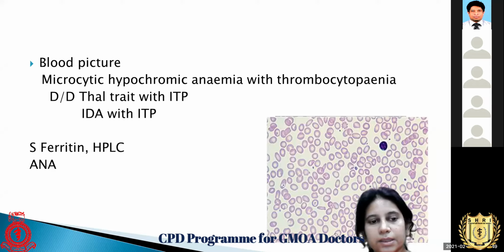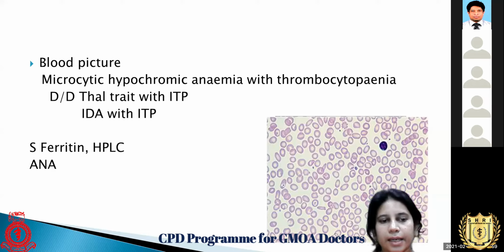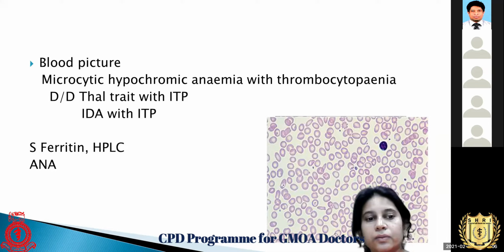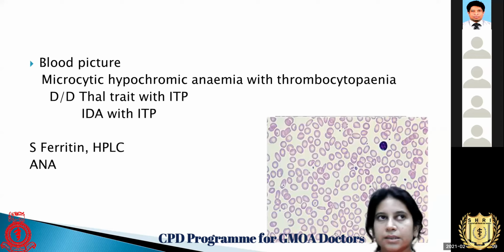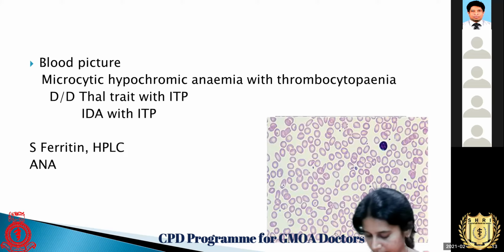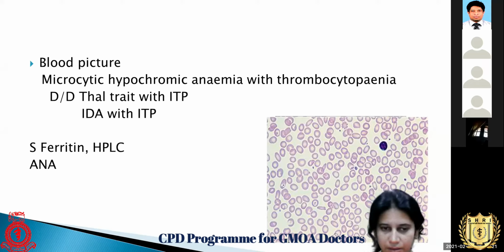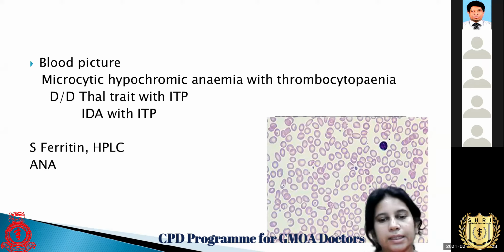So you have to investigate on these two lines. You have to perform serum ferritin and HPLC to differentiate thalassemia trait and iron deficiency, and you can do ANA to find the cause. We don't go for bone marrow unless the patient has isolated thrombocytopenia. We don't do bone marrow unless the patient's age is more than 65, or if you have any clinical suspicion of some other disease, then we perform. So this lady was managed as ITP and is on treatment.